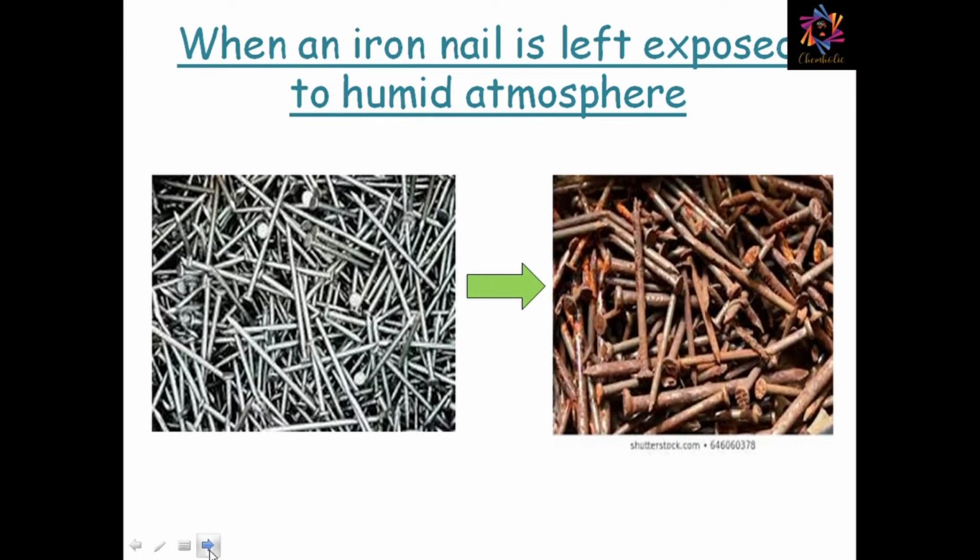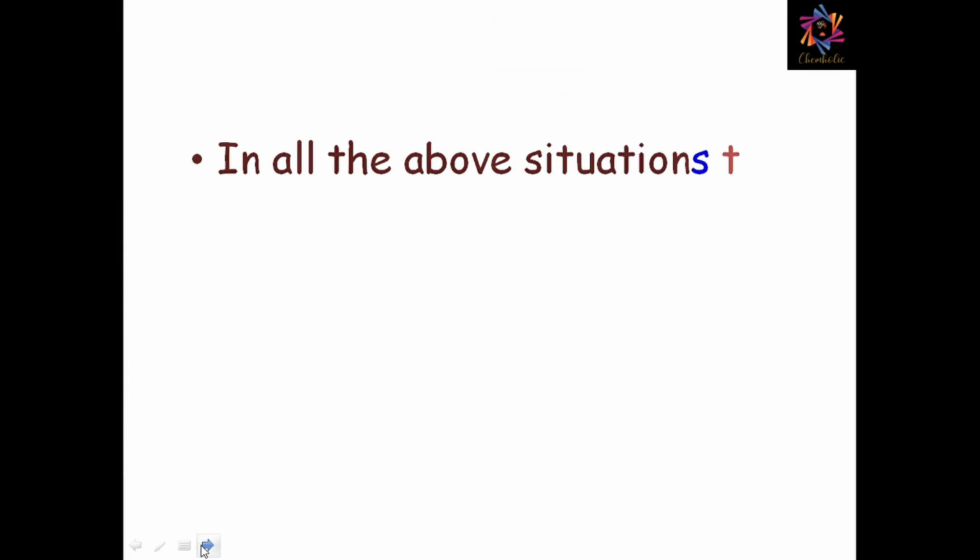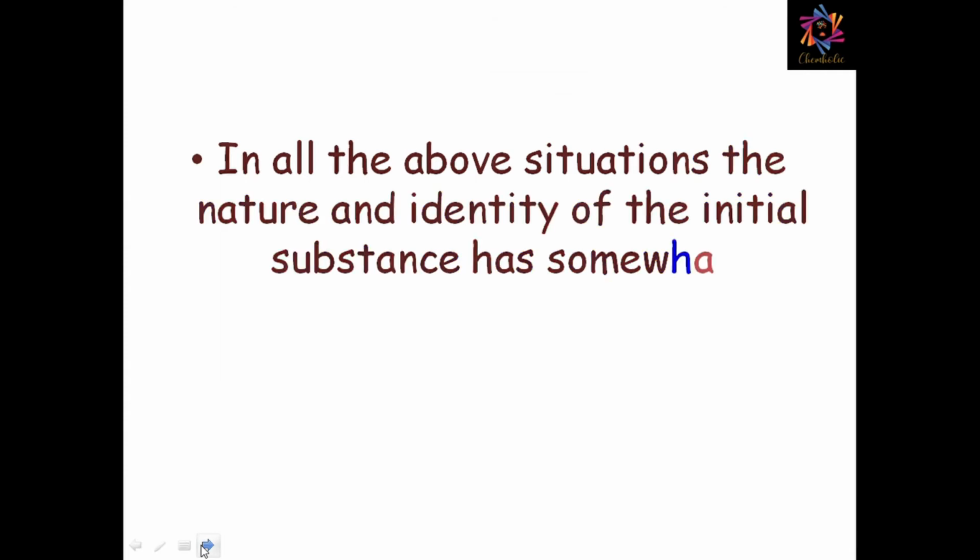So guys, you see the brown coating on the nails has occurred. What is that brown coating? That you will study in the later videos of my course. So the nails have acquired a brown coating on the top and now they look completely different. In all the above situations, the nature and identity of the initial substance has somewhat changed.